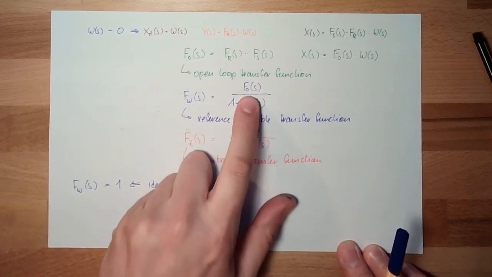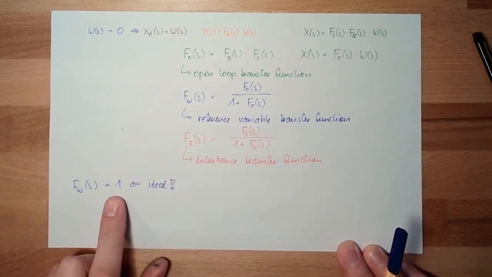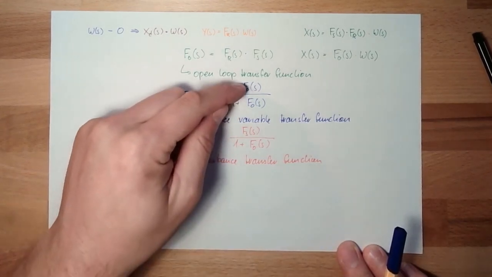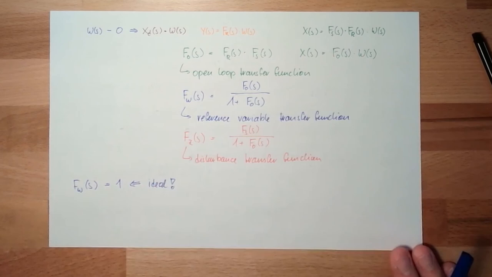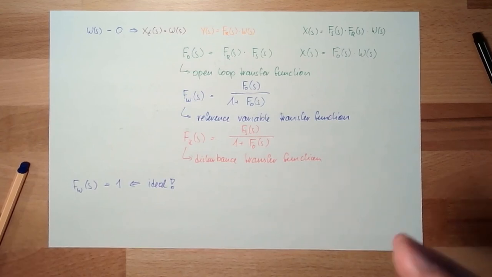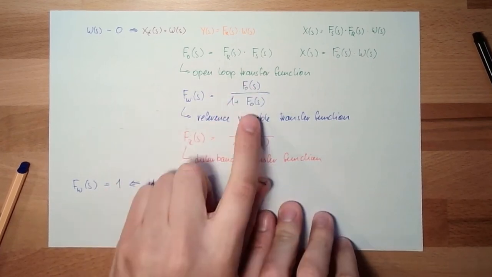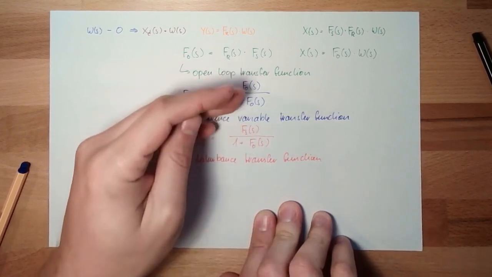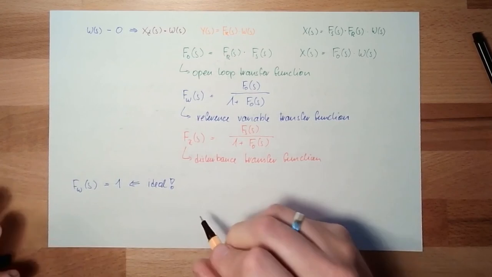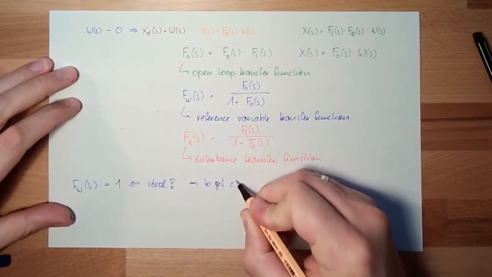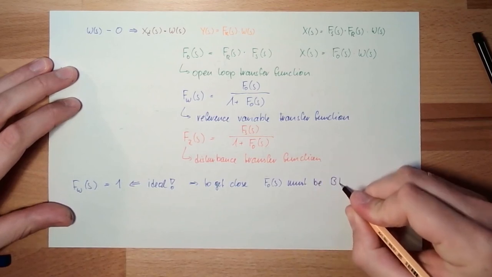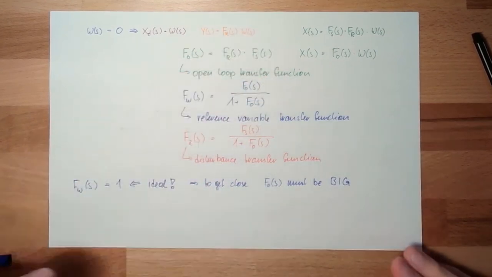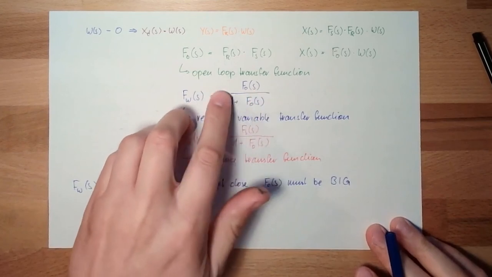Looking at this, something divided by 1 plus something, can this ever be 1? No, of course not. It could only be 1 if this equals this. This can never be met, so there can never be an ideal reference variable transfer function. This we know now. However, how do we get close to ideal? If this is rather big, then this is rather big plus 1, so it's almost the same. So to get close, FO from S must be big. Big values. Then this is almost 1, and this is what we want.